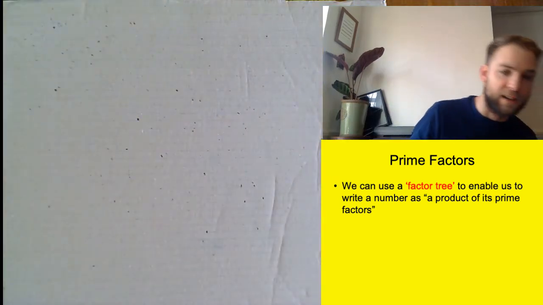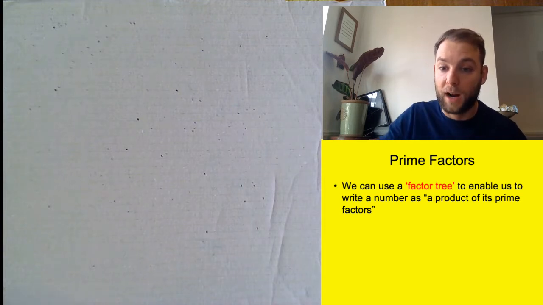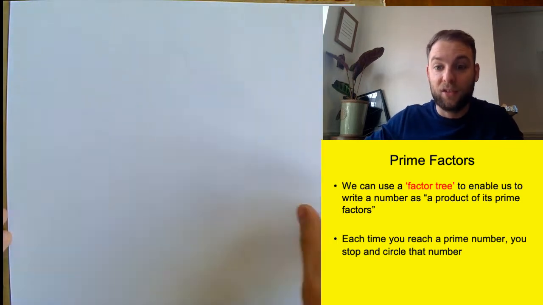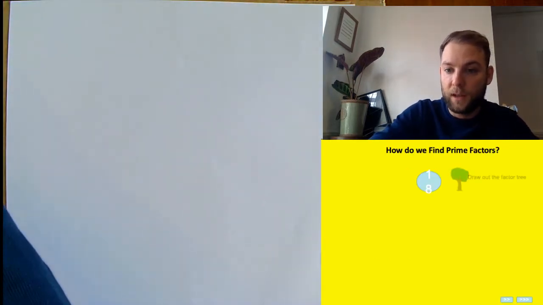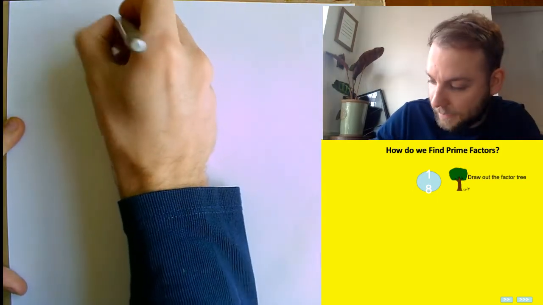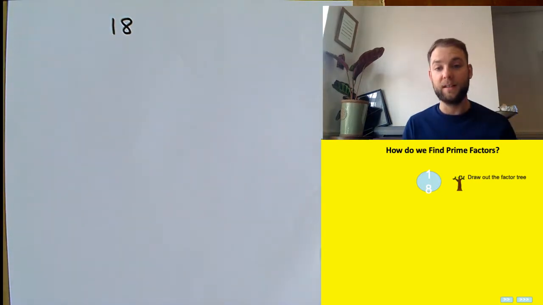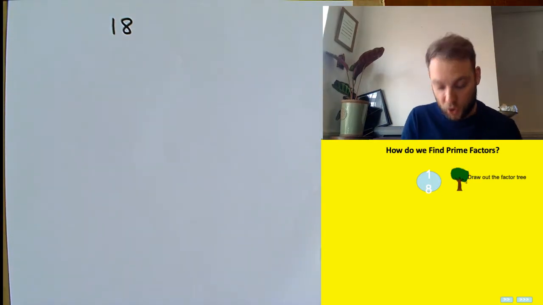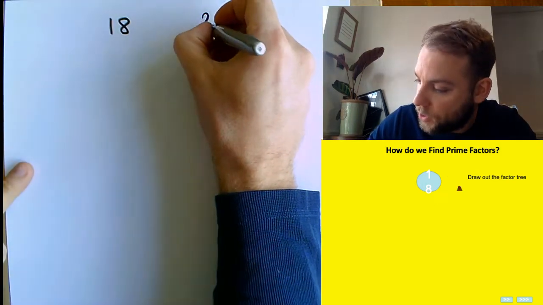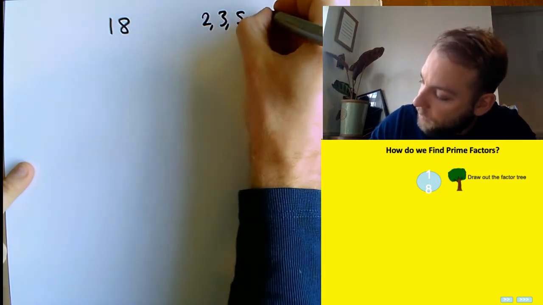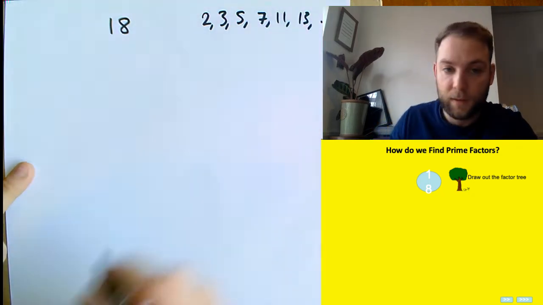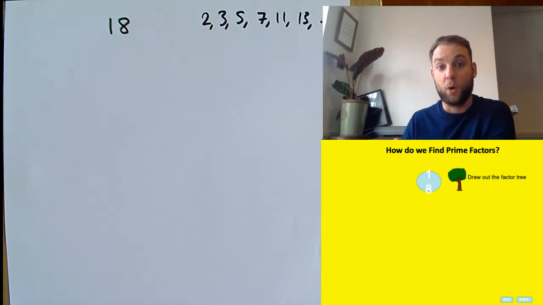So to find out the prime factors of a number, we use something which is called a prime factor tree. Each time you reach a prime number, you need to stop and circle that number. So let's have a look at this one here. Now it's written a little bit sideways, but that number there is 18. So the first thing we need to do, and it's always best to start off with your prime numbers and write them down. So it's going to be 2, 3, 5, 7, 11, 13, so on and so forth. So let's first of all split this one up.